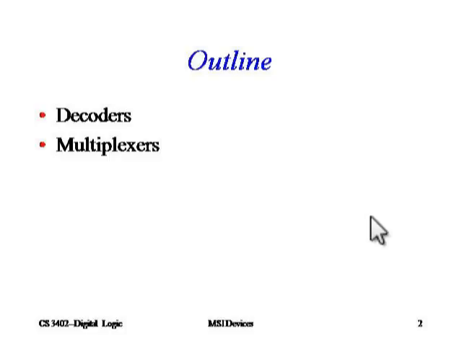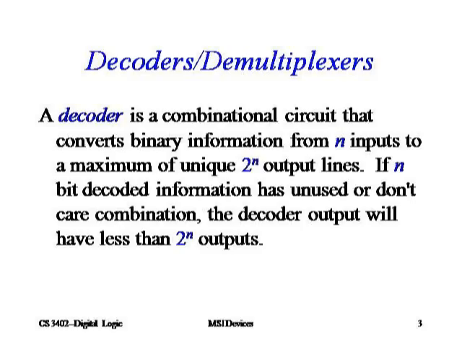Now, before going further, what we need to understand is the functioning of decoder as well as multiplexer, and then the implementation of any combinational circuit using these two particular devices. So in this particular video, what I will cover is decoder, and in the next video, multiplexers will be covered. So first of all, what is a decoder?